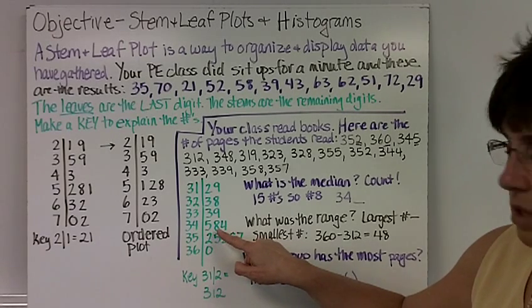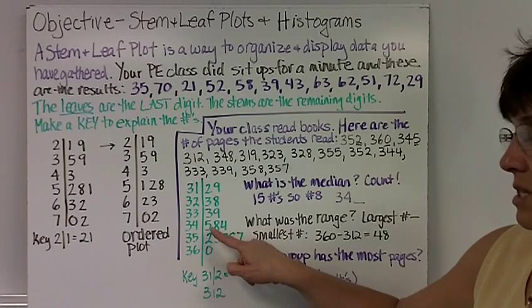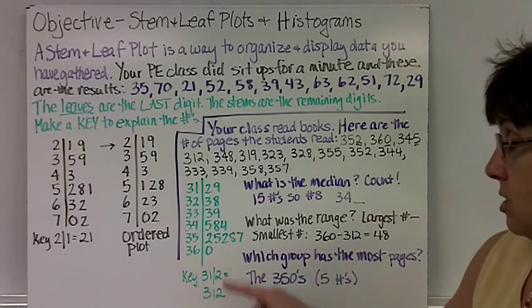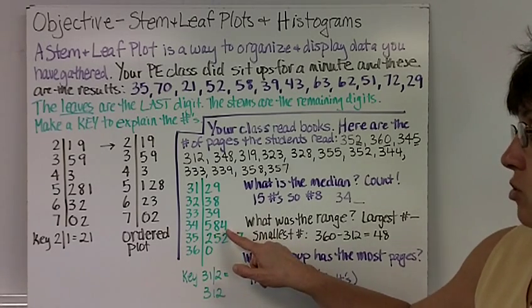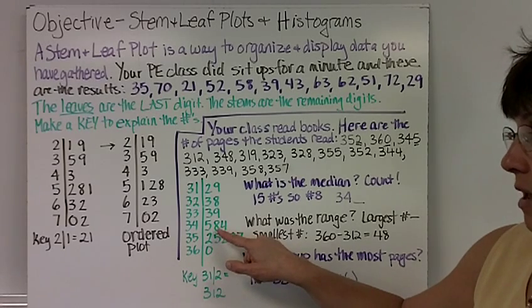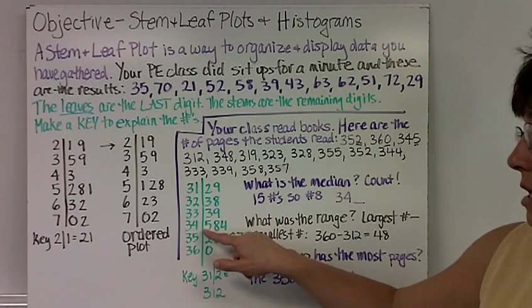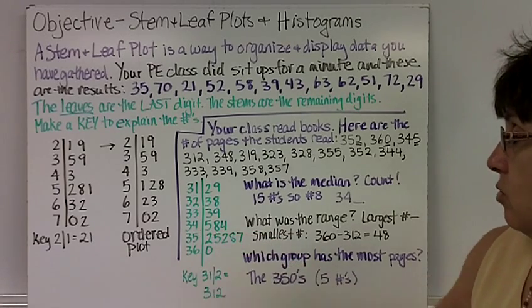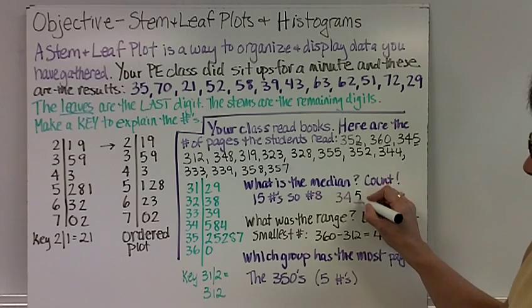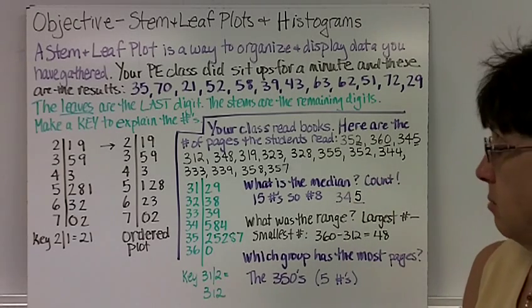Okay, I know it's in the 340s, but this isn't an ordered plot, right? So how should the numbers go in order? Should they be 5, 8, and 4? No, it should go 4, 5, and 8. So the middle number would be 345. So it's a pretty easy way to find the median.